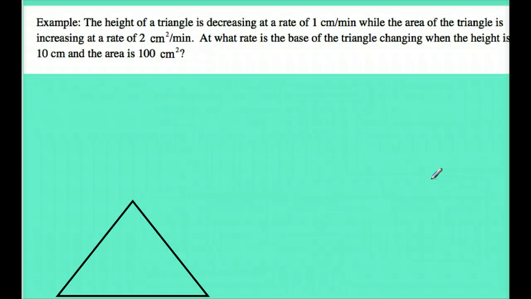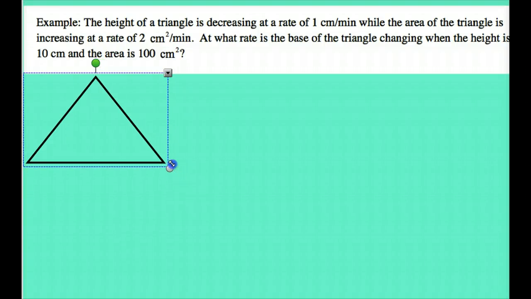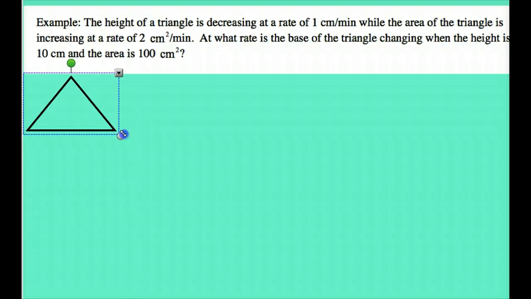Okay, let's take a look at the next problem. It's another triangle problem, and let's see if I use the same information. It says the height of a triangle is decreasing at a rate of 1 centimeter per minute, while the area is increasing at a rate of 2 centimeters squared per minute. At what rate is the base of the triangle changing when the height is 10 centimeters and the area is 100 centimeters cubed? So what you notice is we have this triangle, and I'll put it up here, but what's happening is this triangle has a base, the height is decreasing, so the height's getting smaller.